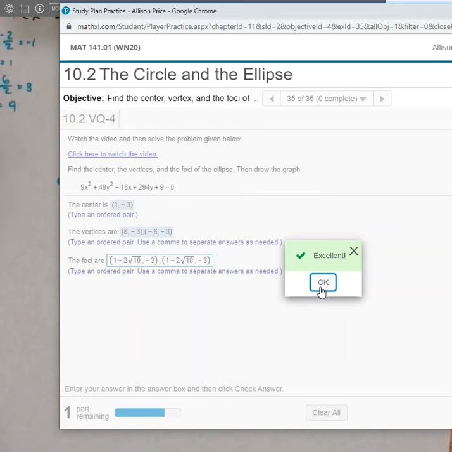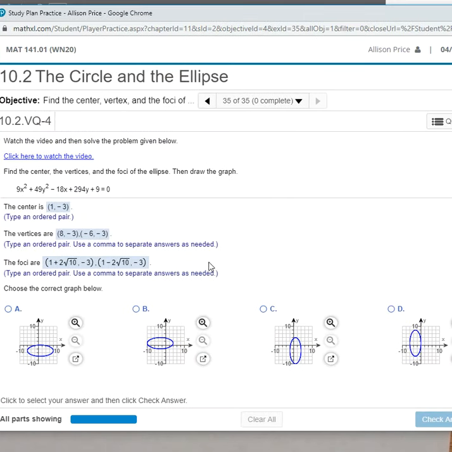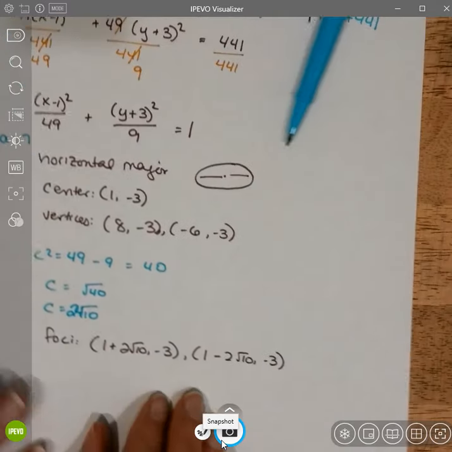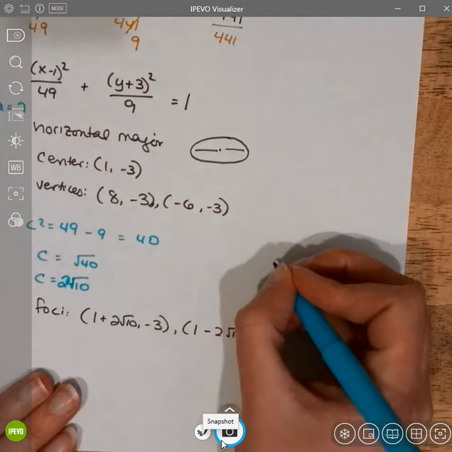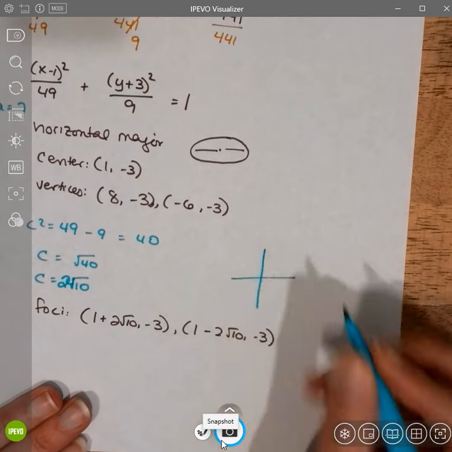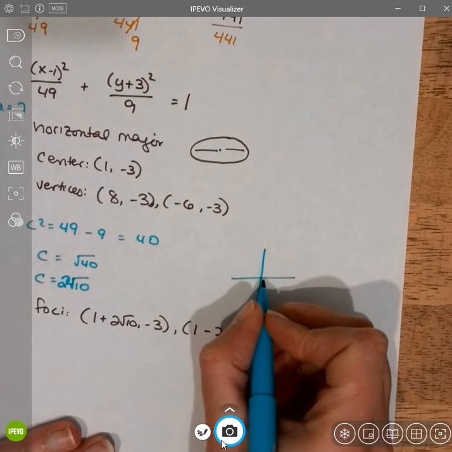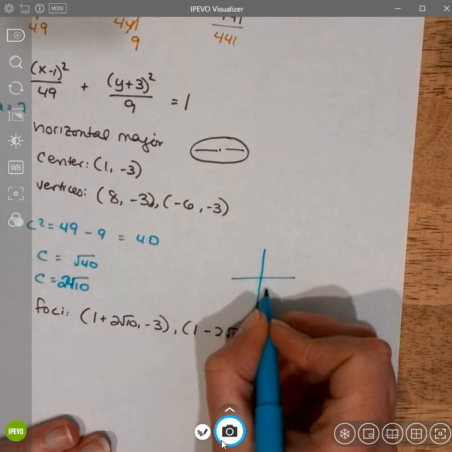All right, so we got those. And now let's see what graphing looks like. Oh, I just get to pick. Okay, cool. So let me graph real quick on paper so that I can pick accurately. So I know from 0, 0, my center is at 1, -3.